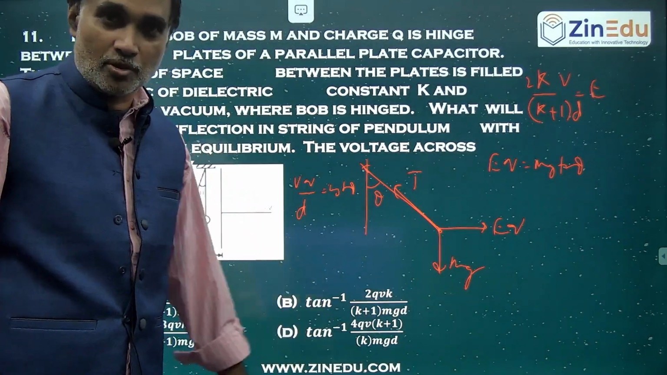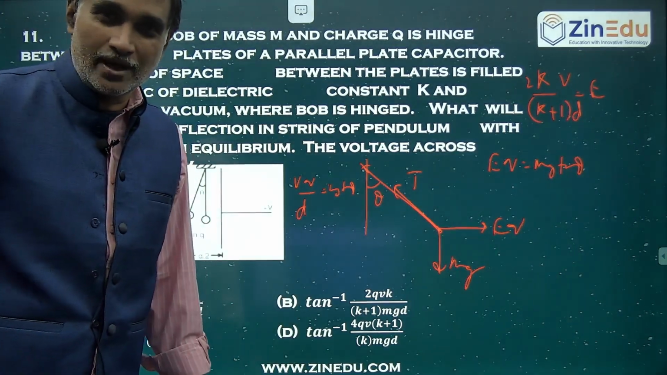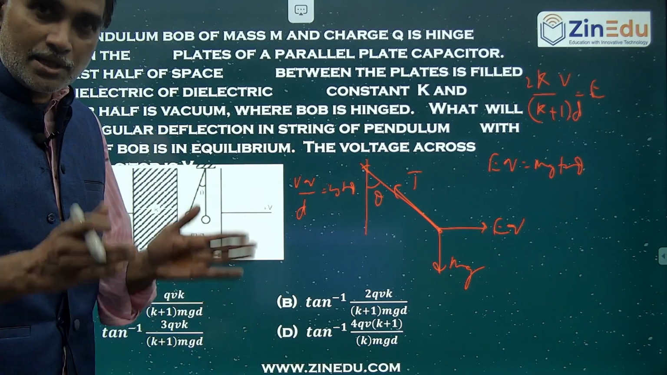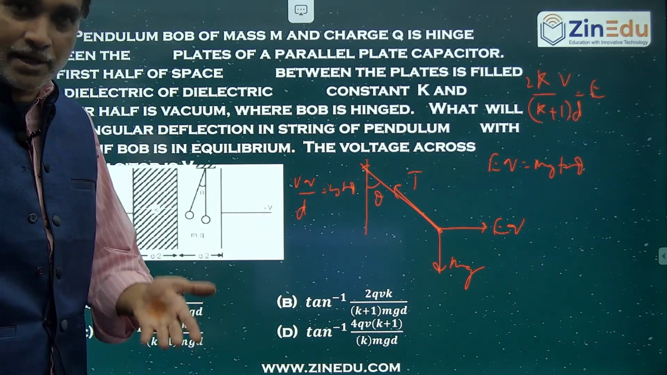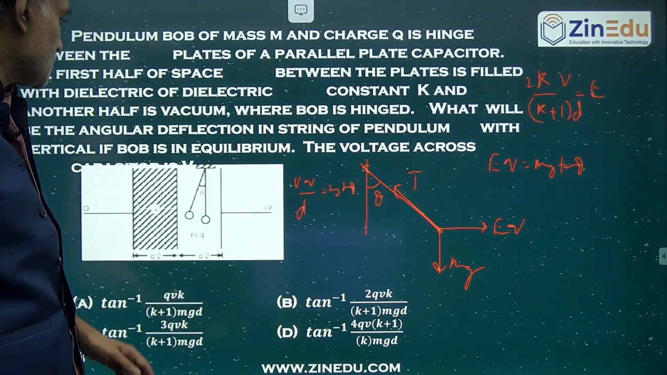K equal to 1, then it will become an air core capacitor. Okay. Then what is electric field? Potential difference by distance, because it is constant electric field. Like that also you can do. From answers you can verify because it is a multiple choice question.